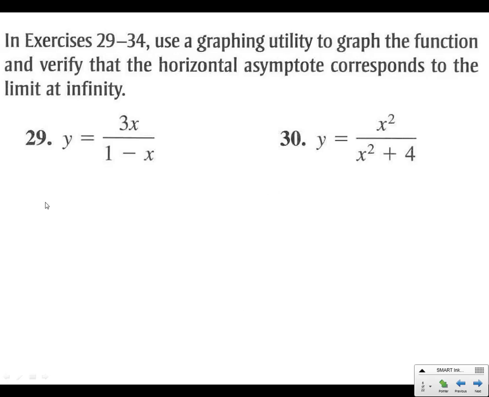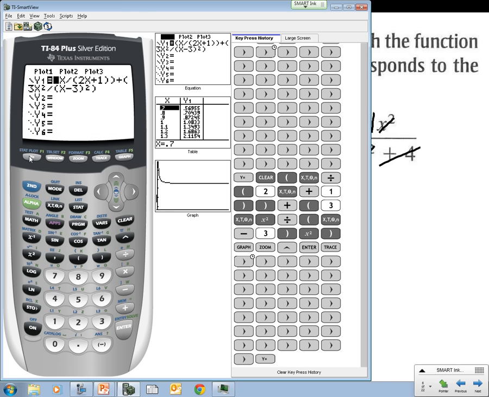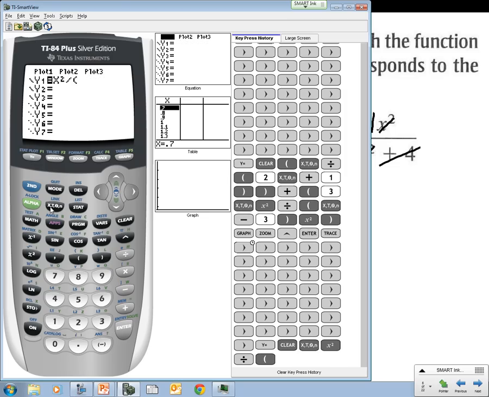So same thing we want to do here on 30. On this one, right away you should be able to see that the 4 goes away, infinity squared divided by infinity squared is going to cancel, and we're just going to be left with y equals 1. Okay? So on this one, it says make sure that our horizontal asymptote corresponds to this limit. So we'll go ahead and graph it. X squared divided by x squared plus 4.